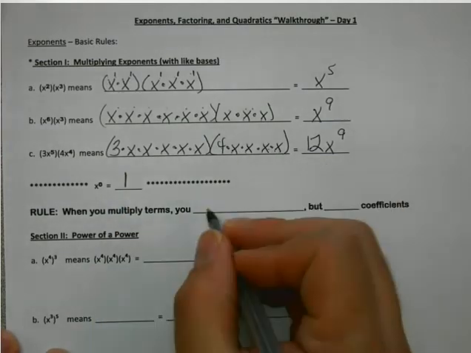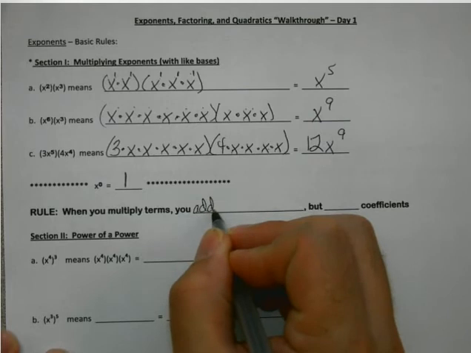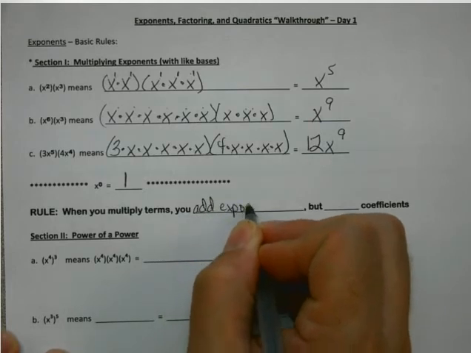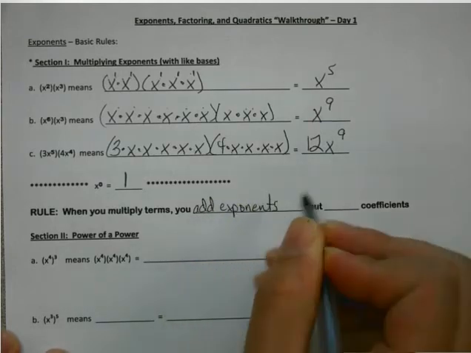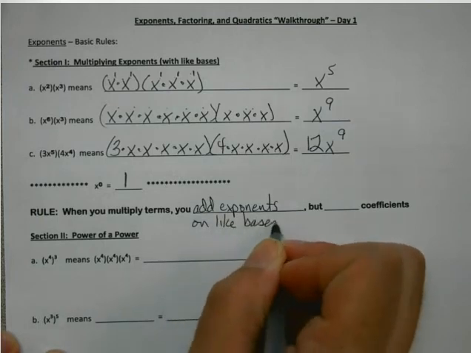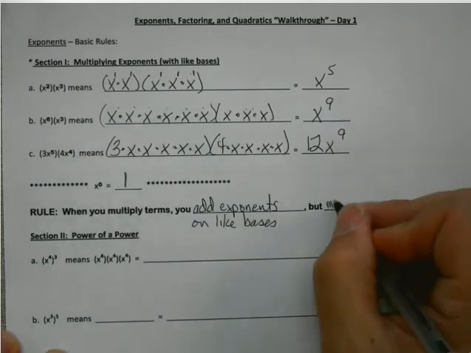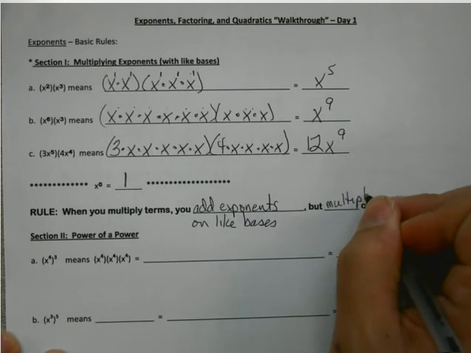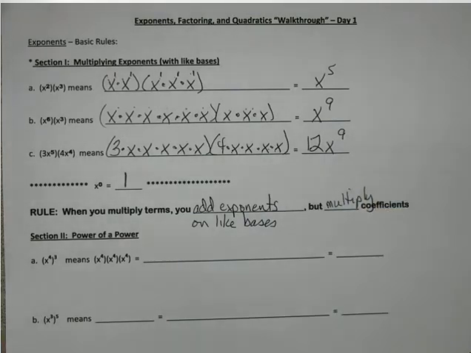So when you multiply terms, you add the exponents on like bases, but you're still going to multiply the coefficients. Okay? Add the exponents on your like bases, but multiply your coefficients together. Well, what happens if it changes a little bit? What happens if we go and have an exponent outside of our parentheses?